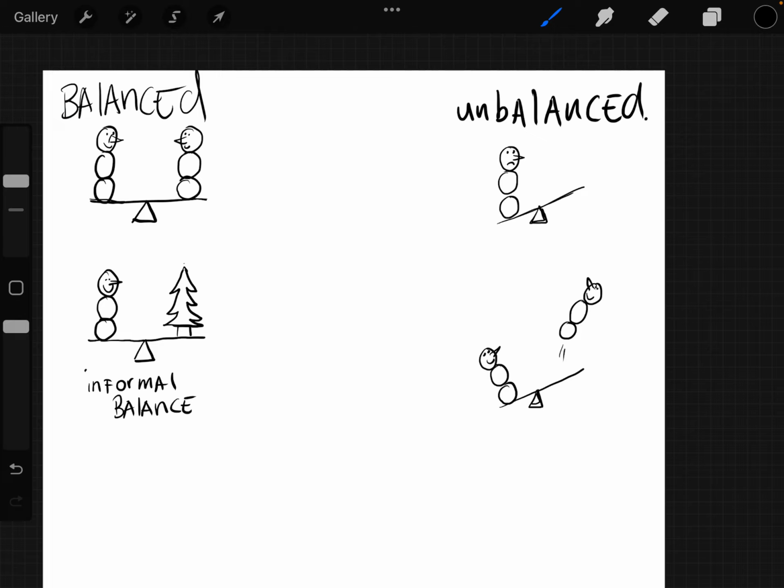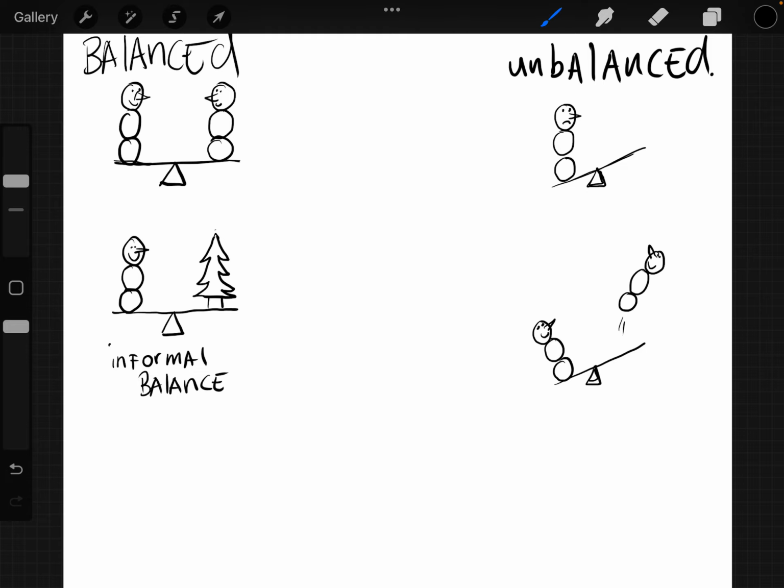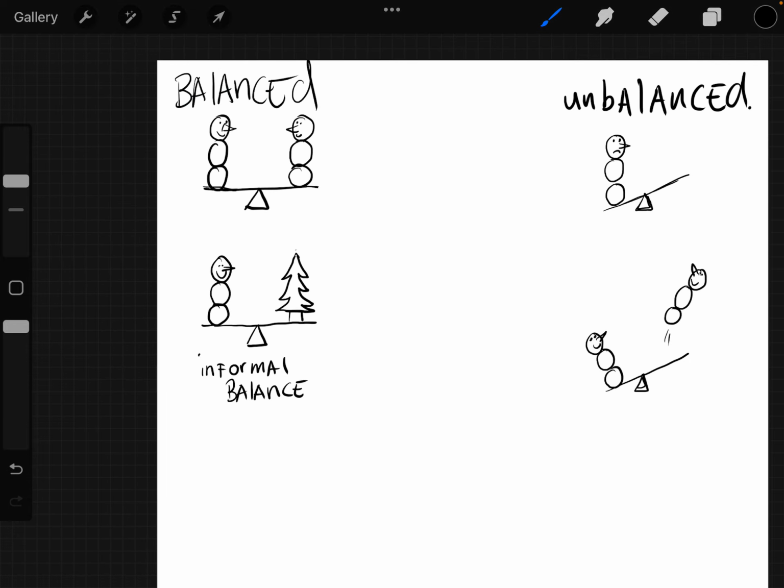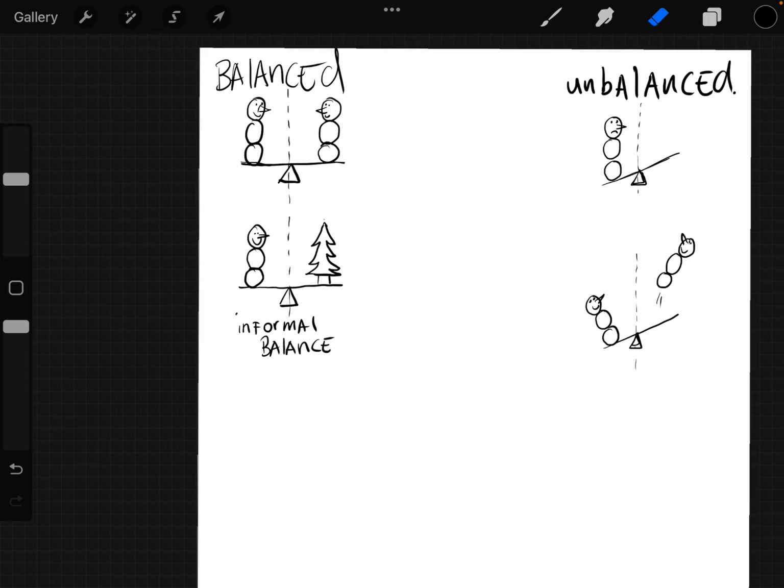So think about this for a second, right? When something is unbalanced, that means that both sides are not the same. And that is where I'm trying to get to here. Something that is balanced looks like this. Both sides are the same. Something that is unbalanced, both sides do not look the same. I think that makes sense, right?